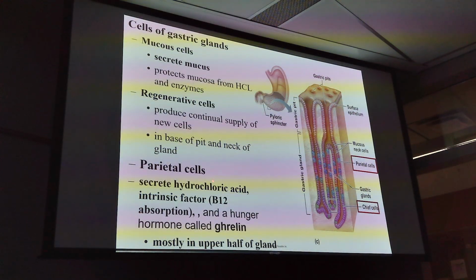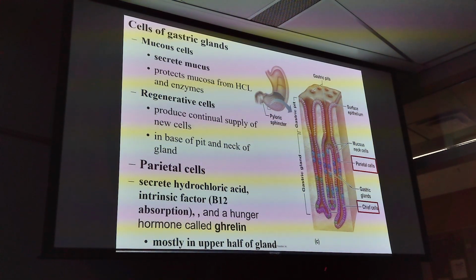These guys produce hydrochloric acid. Okay, there's your acid producers. They also produce intrinsic factor. Intrinsic factor is the only irreplaceable function of the stomach. Intrinsic factor allows for vitamin B12 to be absorbed. We need vitamin B12 to make hemoglobin. If we don't have vitamin B12, we are in trouble.